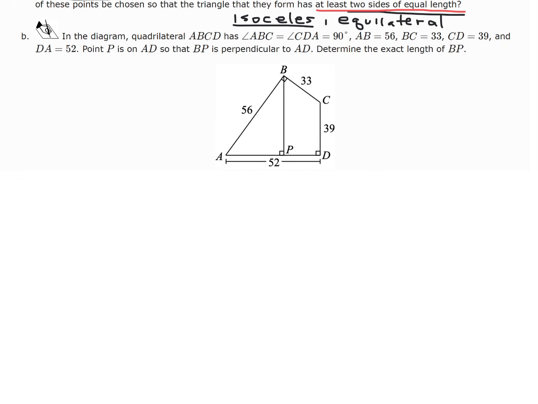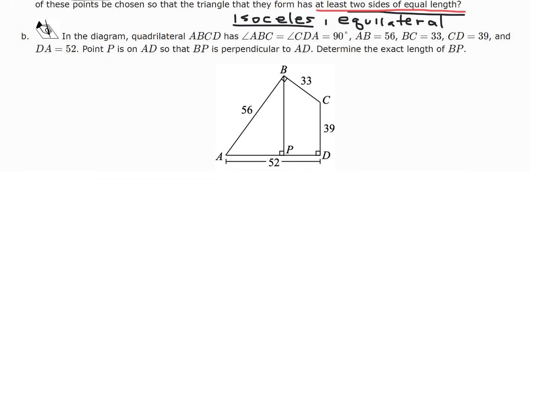In the diagram, quadrilateral ABCD has angle ABC equal to angle CDA equal to 90 degrees. AB is 56, BC is 33, CD is 39, and DA is 52. Point P is on AD, so that BP is perpendicular to AD. Determine the exact length of BP. All right, well, let's see.